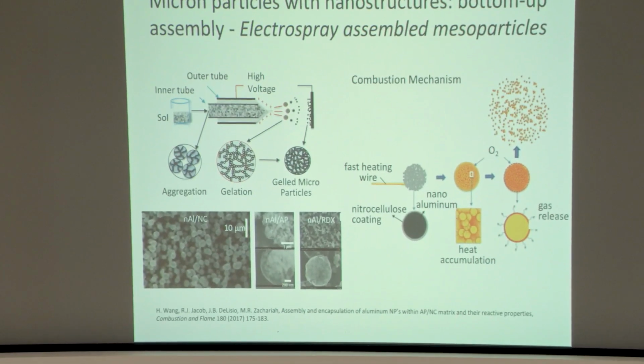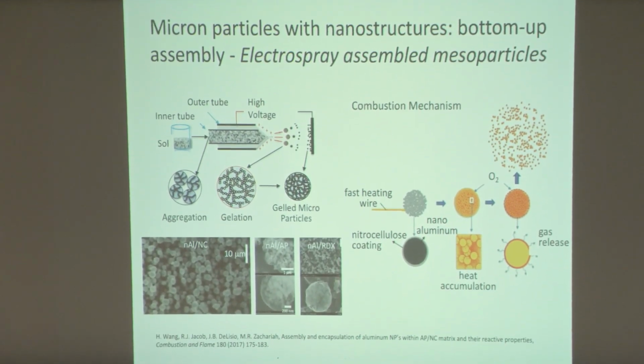Okay, I'd like to get started again. And I want to continue talking a little bit about how one, either from the bottom up or the top down, makes composites of nano ingredients into, say, micron size systems. Okay, and the example I've got here is a technique using electrospray assembled nanoparticles.